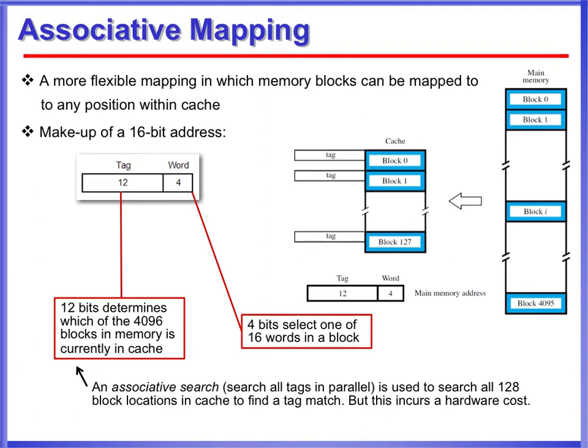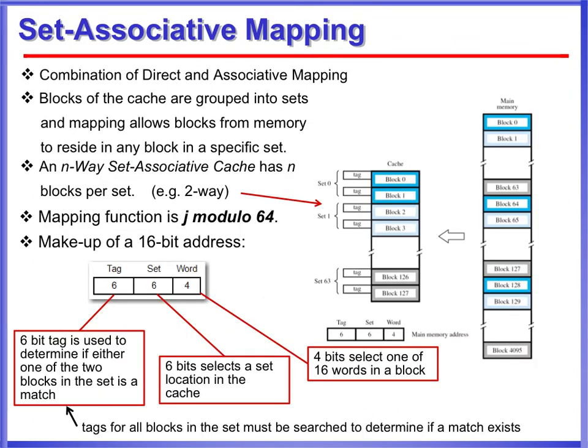A decision has to be made. And a combination: somebody at some point said, well, let's put the two together and maybe we'll get the best of both worlds, right? The associative is very flexible. The direct is very simple to implement. What if we combine the two? Okay, so set associative is a combination.